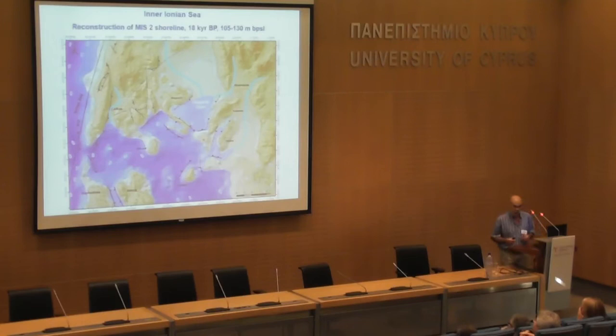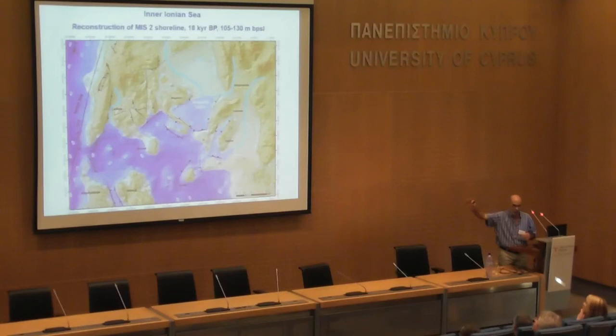And note that the LGM shoreline is not at the same depth everywhere, because the tectonic movements are not the same everywhere. So we find the shoreline of LGM between 105 and 130 meters below present sea level at different sides of this small area, which means a lot of tectonics is active there.